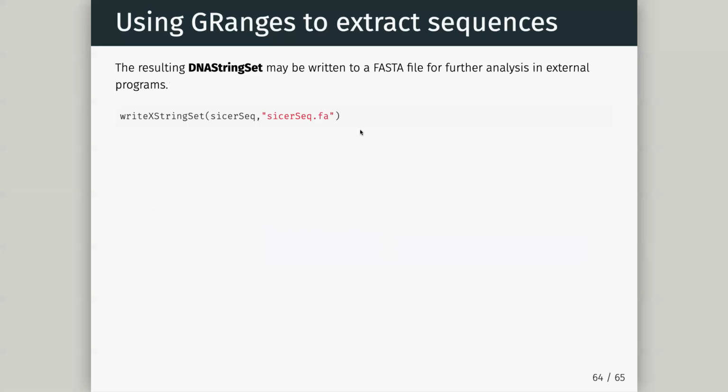In order to get them out, to pass to your motif finding tool, we just do write X string set, give it those sequences, again tell it it's a FASTA file, and then we should be able to get a valid FASTA file containing the sequences underneath our bed file regions of interest.